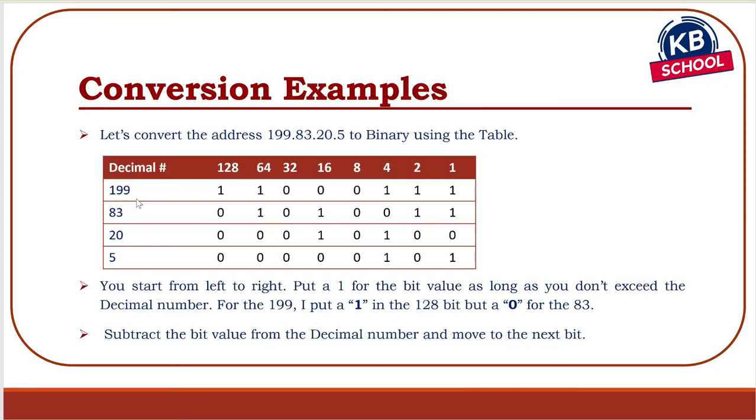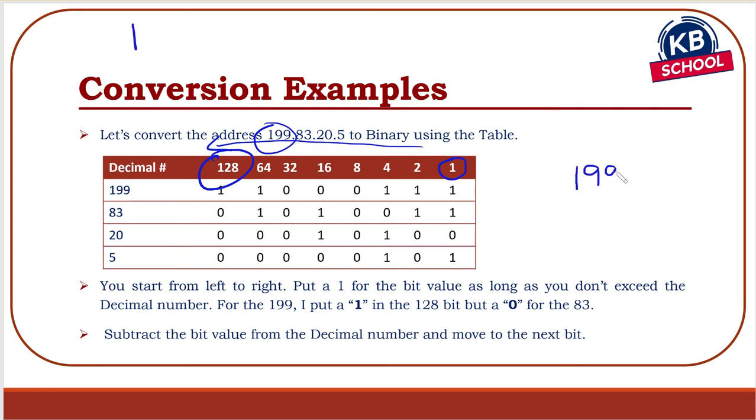So this is the number that I have, 199. How do I convert it over? Again, using the same table. You guys take a look at it. The table was created by using 1 and doubling up all the way across from right to left. Now to convert the number 199, what did I do? I took 199. First digit is 128 because I'll get that.